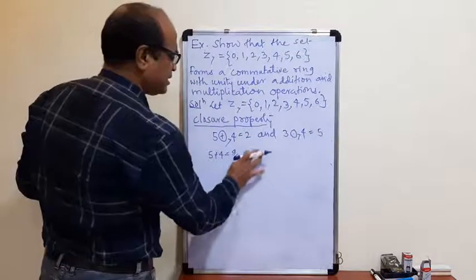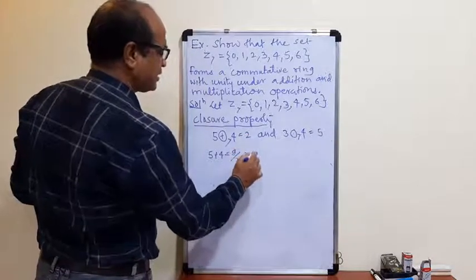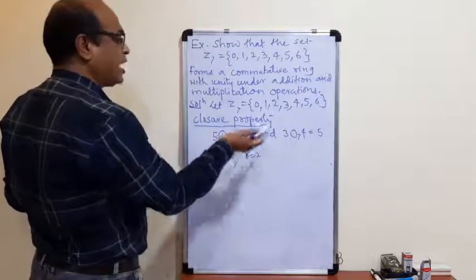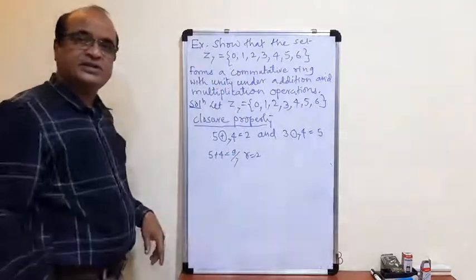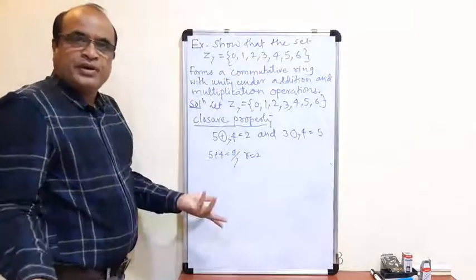Sorry, the remainder R is 2 here. So 5 and 4 are members of this set, and 2 is also a member of this set. So the closure property holds here.